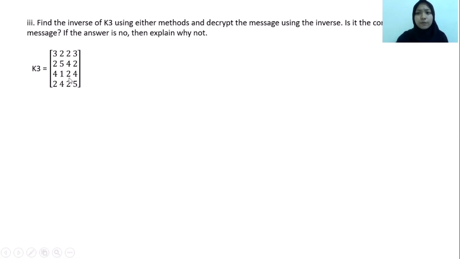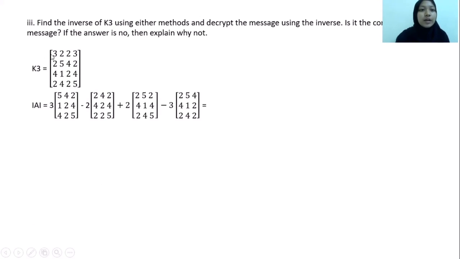the 4 by 4 matrix of K3. So like I said, I want to use the adjoint method. So what should I do? First, if I were to use the adjoint method, I need to find the determinant. And to find the determinant, in this step, I will choose the first row.